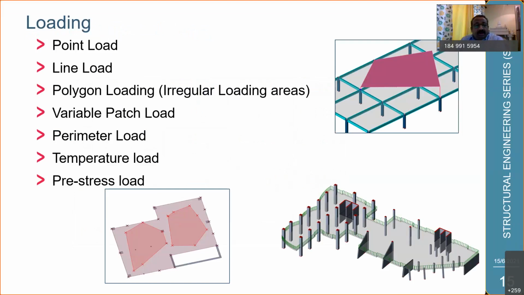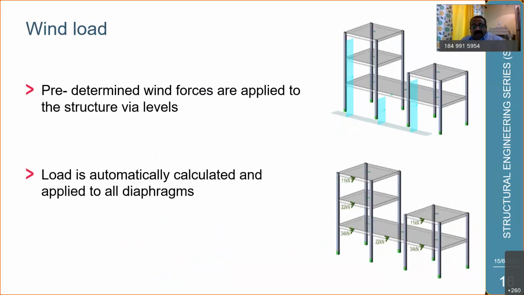And coming to the next, the loading. Nowadays, when we see the software is so automated, the different types of loading and the load combinations are readily available. Easily one can apply the point load, the line loads, the polygon loading, the variable patch loading, perimeter loading, temperature loads, and the pre-stress loads. It's all possible with the graphical user interface. Easily one can model. That is something possible.